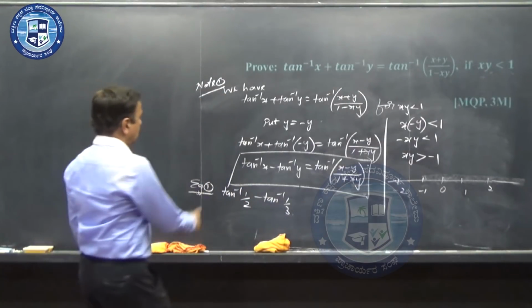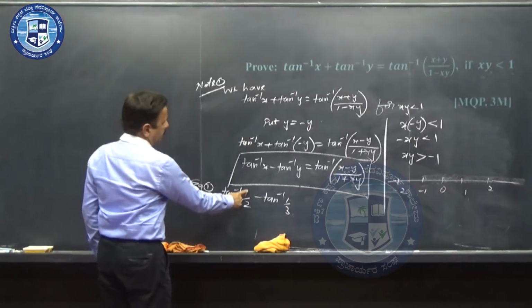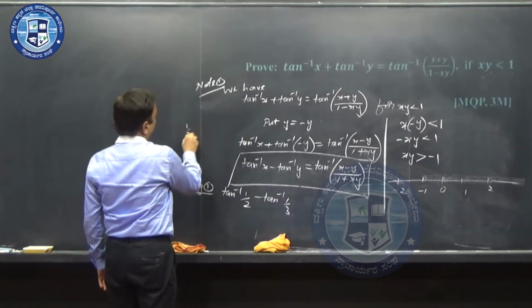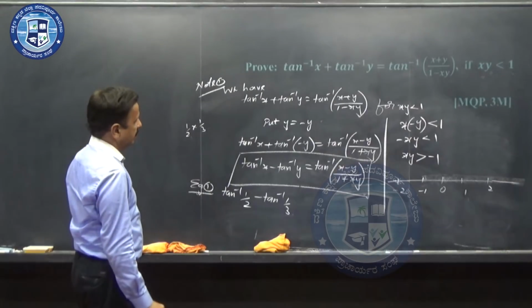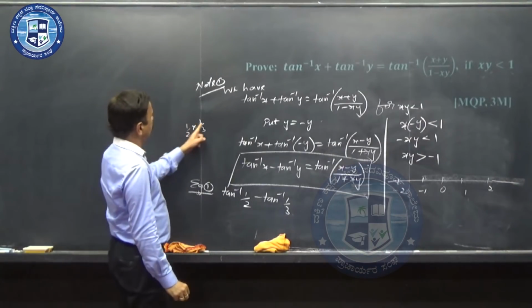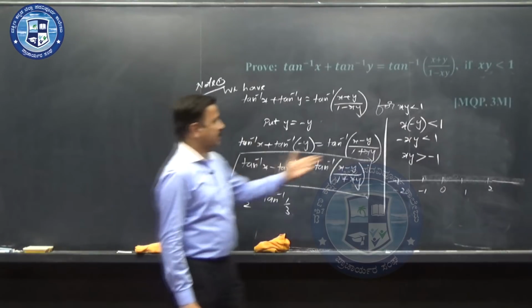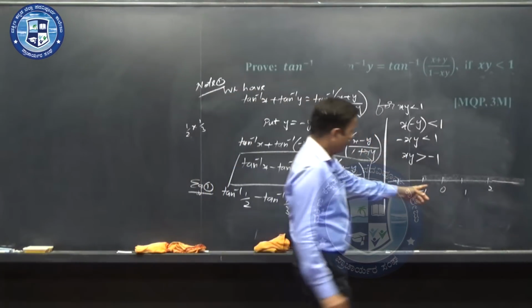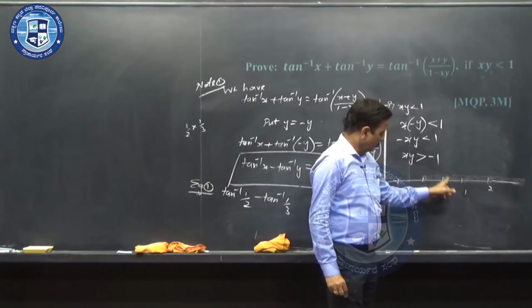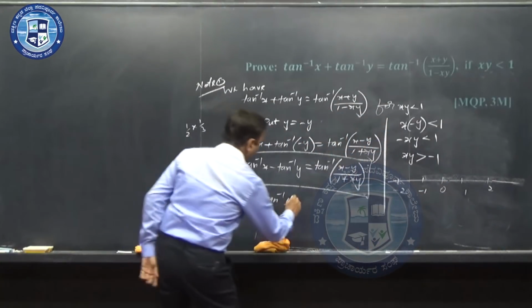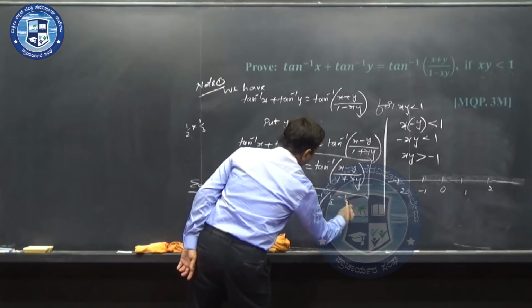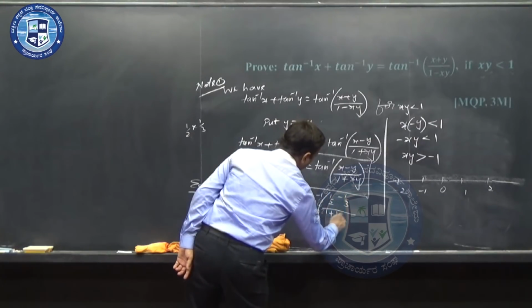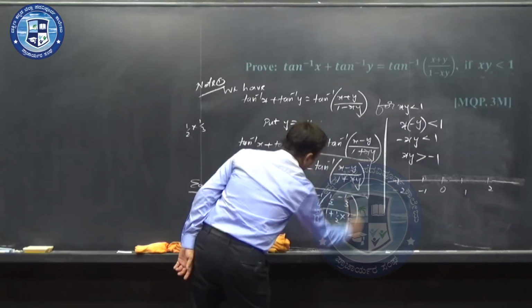Let us check here. X is 1 by 2, y is 1 by 3. Product of x and y is equal to 1 by 2 into 1 by 3, which is 1 by 6. 1 by 6 is more than minus 1. 1 by 6 comes somewhere here. So, it holds good. So, you can use this particular result, that is equal to tan inverse of 1 by 2 minus 1 by 3 divided by 1 plus 1 by 2 into 1 by 3.